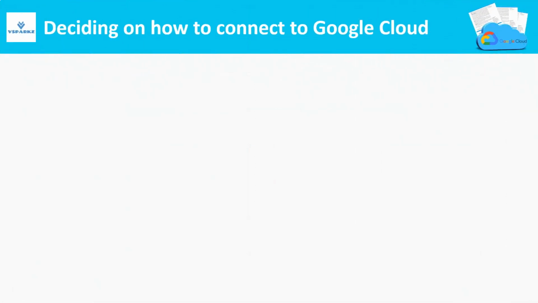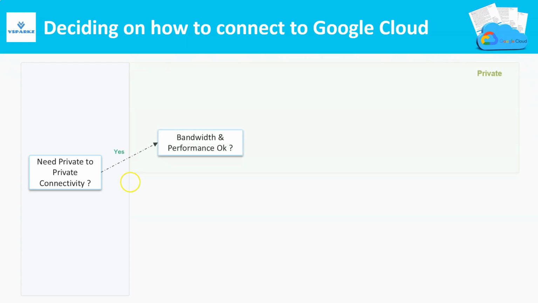Now, let's see how to design the connectivity options based on your needs using a flowchart kind of diagram. First and foremost thing is the connectivity mode, either public or private. Let's say we want to use private IP addresses only to connect to Google Cloud for better security, and assume that our internet service provider's bandwidth is sufficient for our workload, then we should choose Cloud VPN. Under this private connection flow, if your internet service provider's bandwidth is not sufficient, then we should choose Cloud Interconnect.